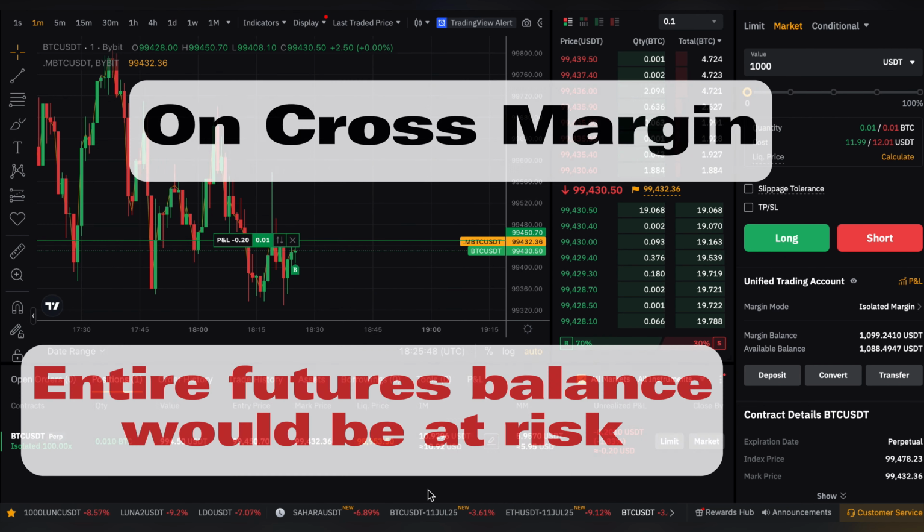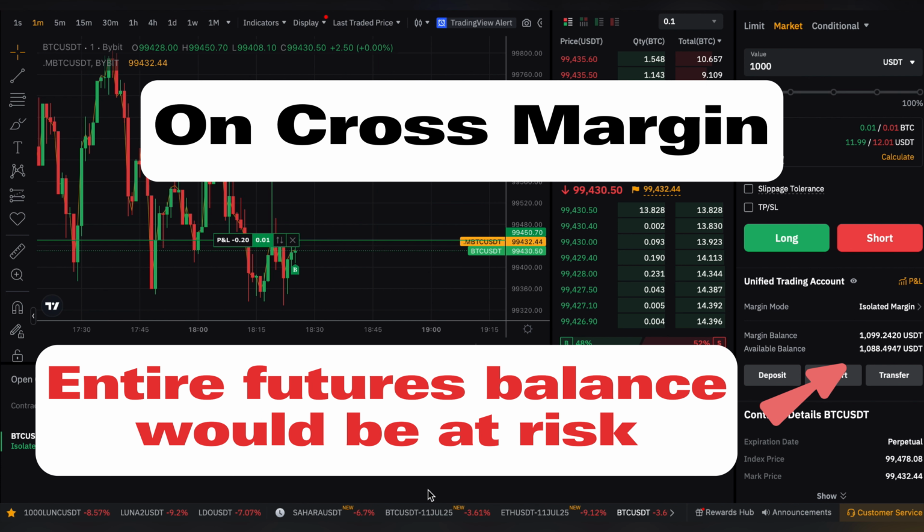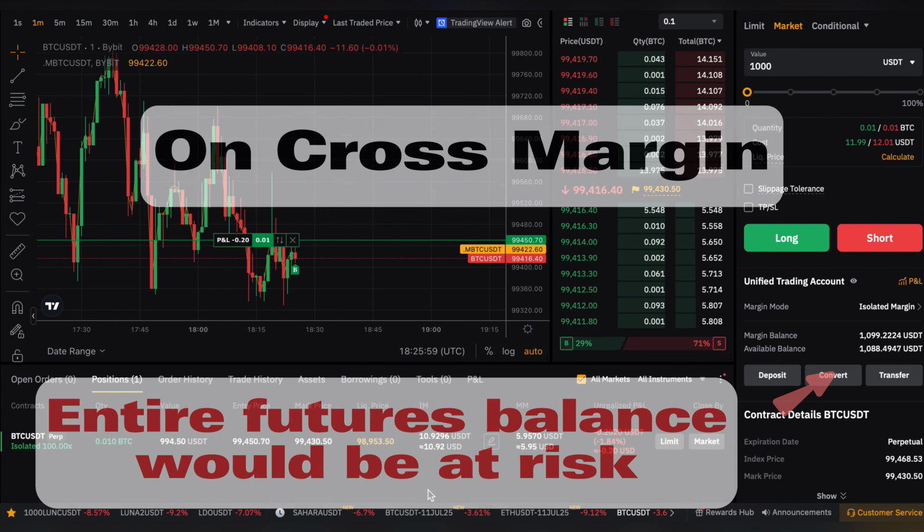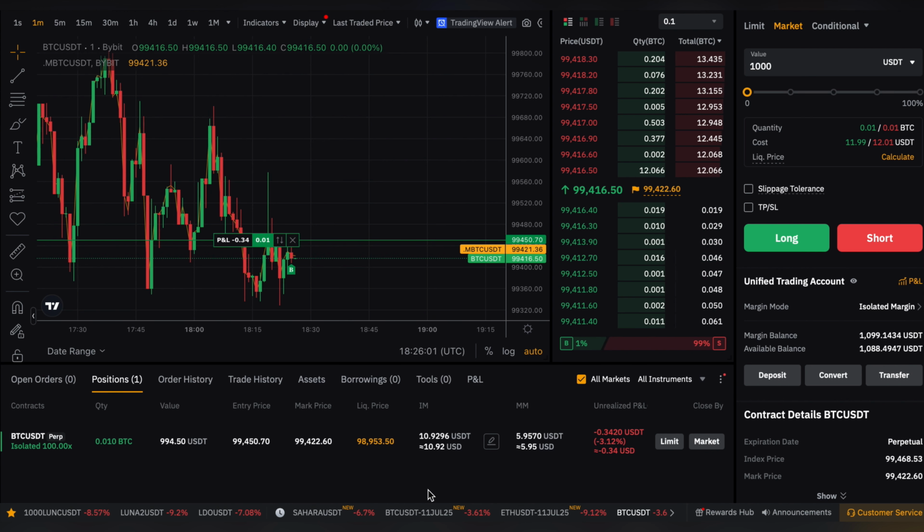But if I had used cross margin, I wouldn't be liquidated just yet, but instead my entire futures balance would be at risk. That's why I don't recommend using cross margin if you're a beginner. Experienced traders do use cross margin as a tool, and it can be powerful, but it's risky if you don't know what you are doing.